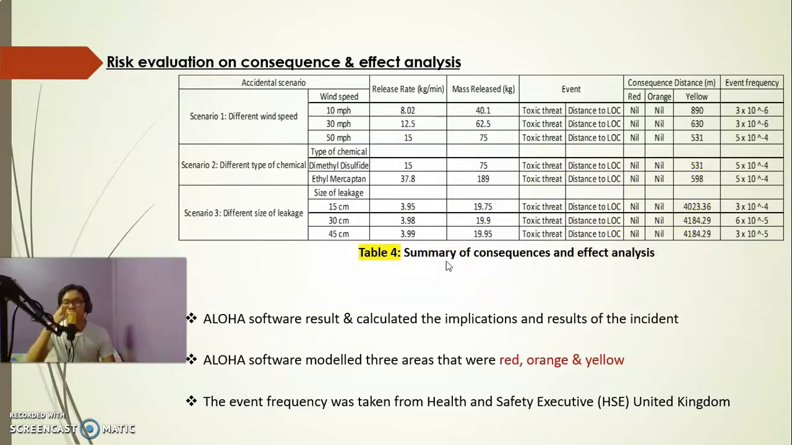So the ALOHA software calculated the implication and result of the incident. The ALOHA software modeled 3 areas that were red, orange, and yellow, as I stated before. Red and orange we consider as nil because we cannot measure that. The event frequency was taken from HSE, which is the Health and Safety Executive of the United Kingdom.